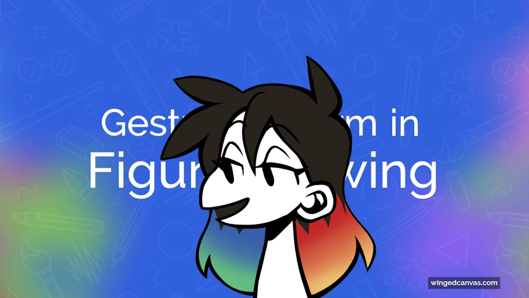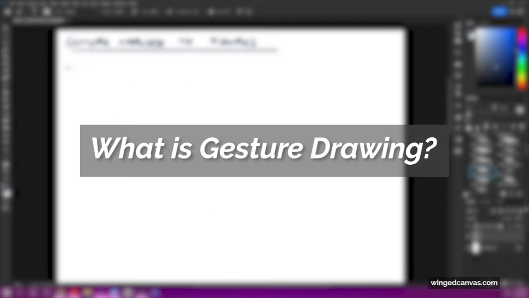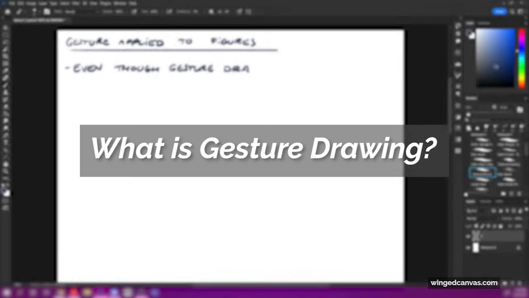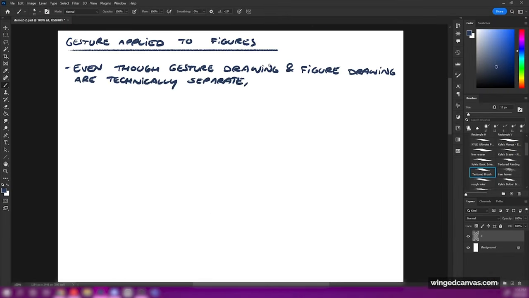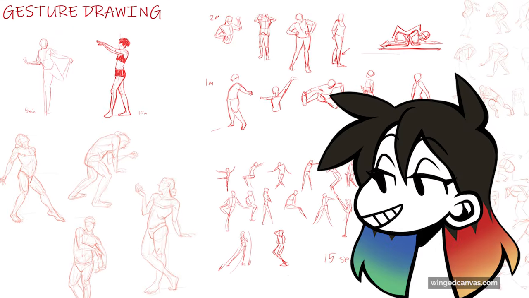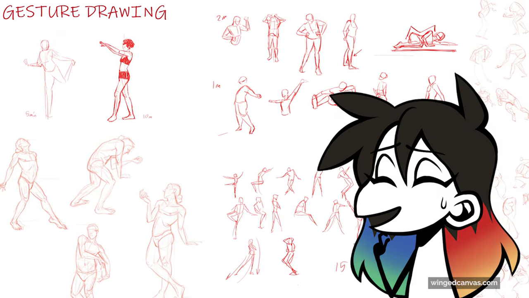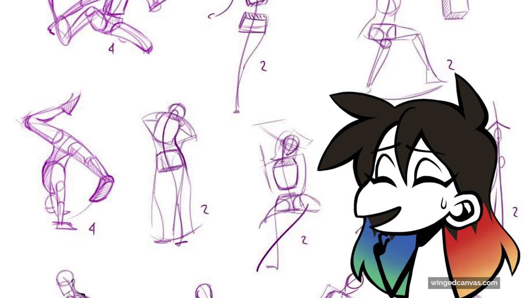There's a reason why gesture is in figure drawing. It's because it is a very core portion. So let's talk about that. Gesture applied to figures. Even though gesture drawing and figure drawing are technically separate, gesture is what makes a figure feel loose and natural. Gesture is within figure drawing. It's not just a separate thing. It's not just a whole other technique that everybody gets to use just because they can.